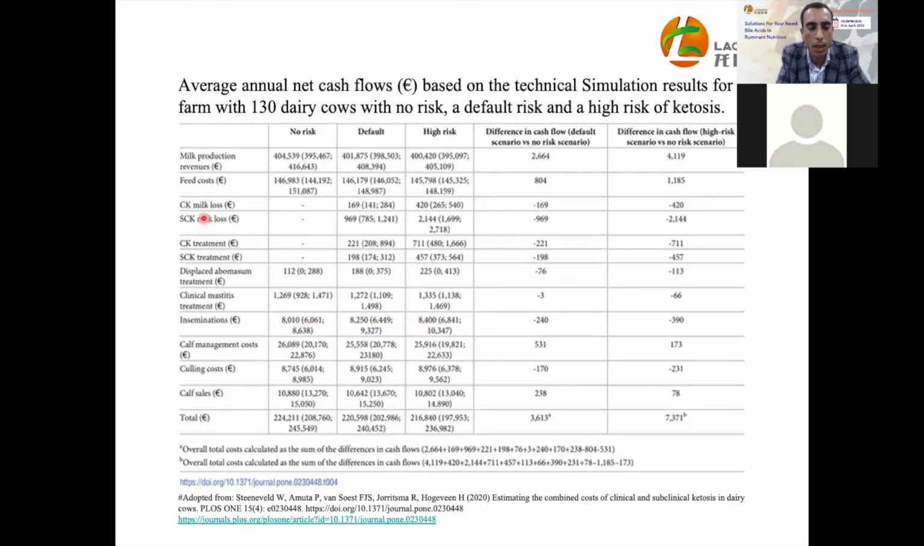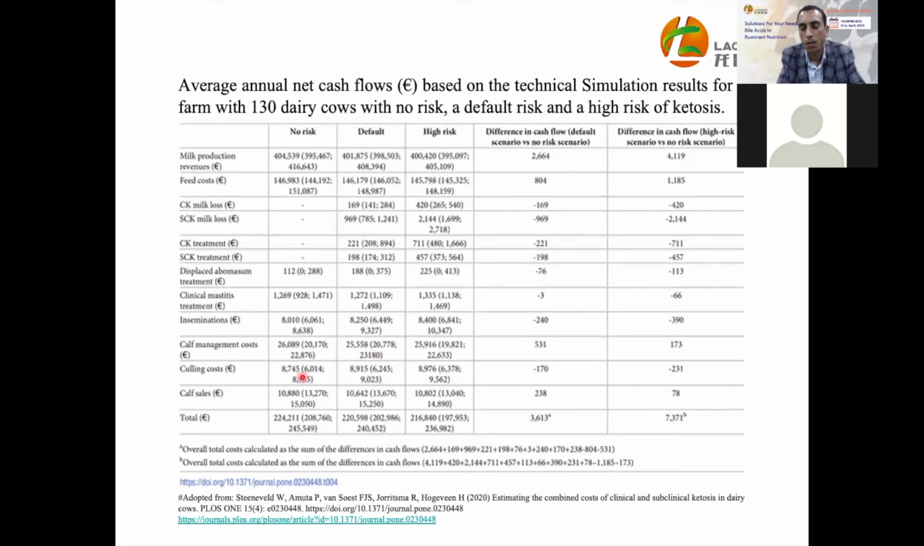If we calculate the loss of money and the cost of treating the subclinical and clinical ketosis, and the cost to deal with the displaced abomasum, this parameter is calculated here. The cost of calf management is almost similar, with just a little difference, 500 and 170, comparing the 2 groups.